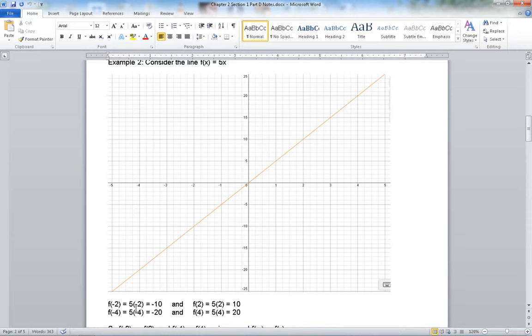What about f of negative 4? F of negative 4 is down here at negative 20, because 5 times negative 4 is negative 20. And then f evaluated at 4 is going to be 20.